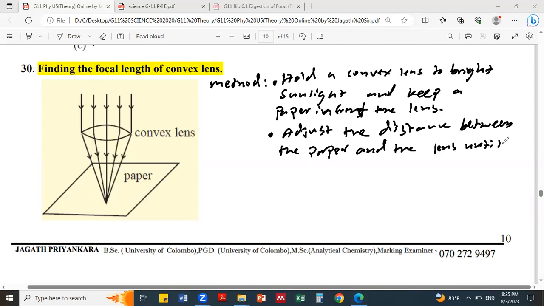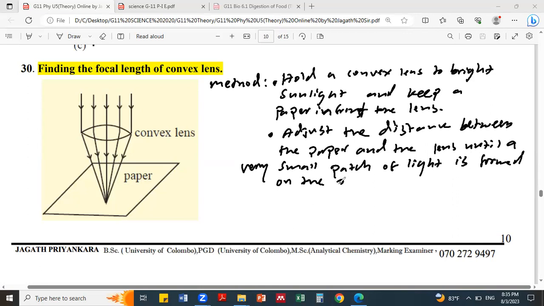Adjust it until a clear, very small patch of light is formed on the paper. This is the method. Done.